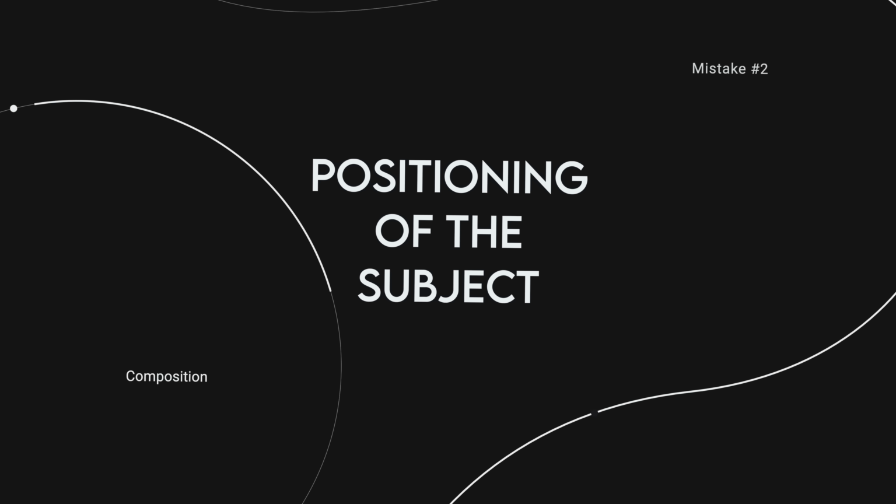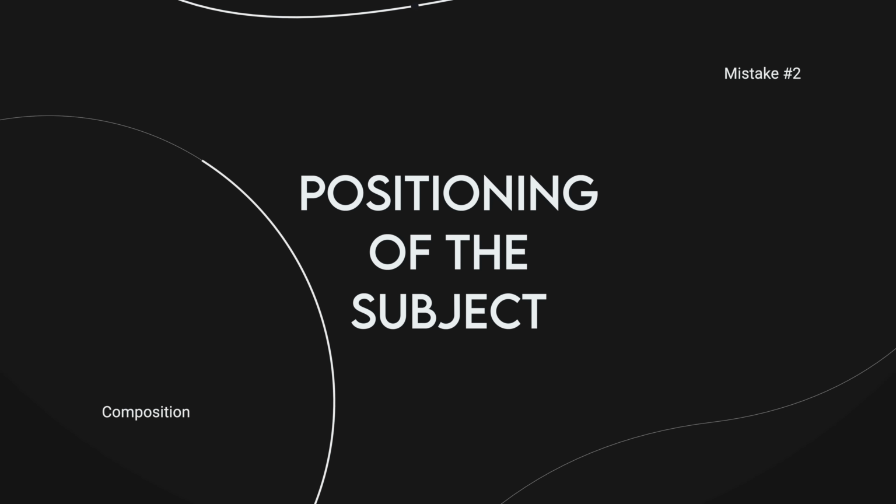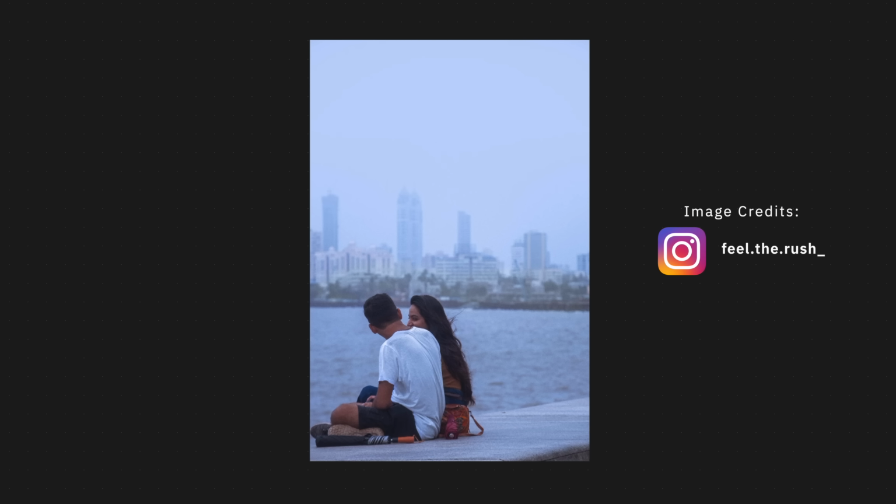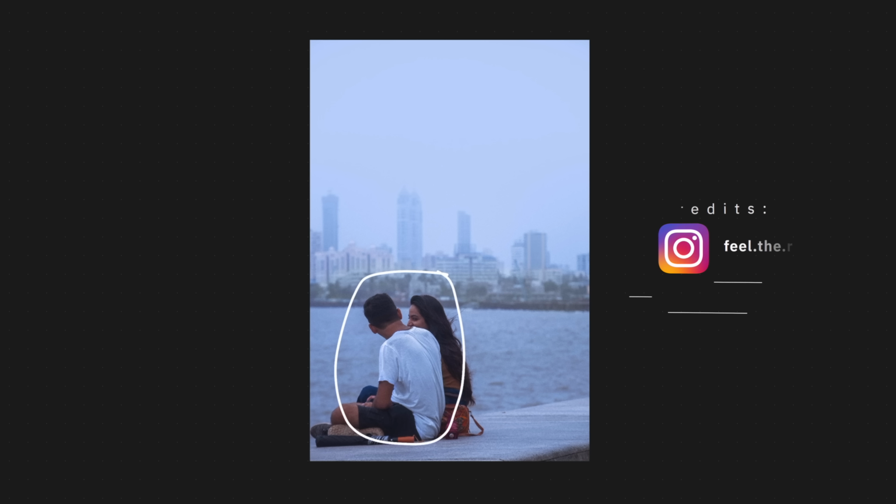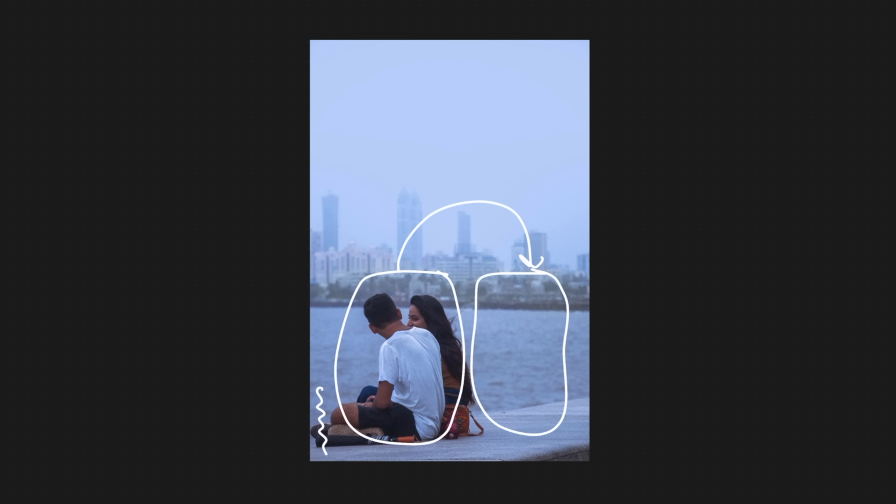Mistake number 2, positioning of the subject. In this particular image, the subject is to the left part of the image and it is almost touching the left part of the frame. There's no breathing space. How I would have composed this image is to place the subject at the right lower third of the image and leave a bit of space to the left side.